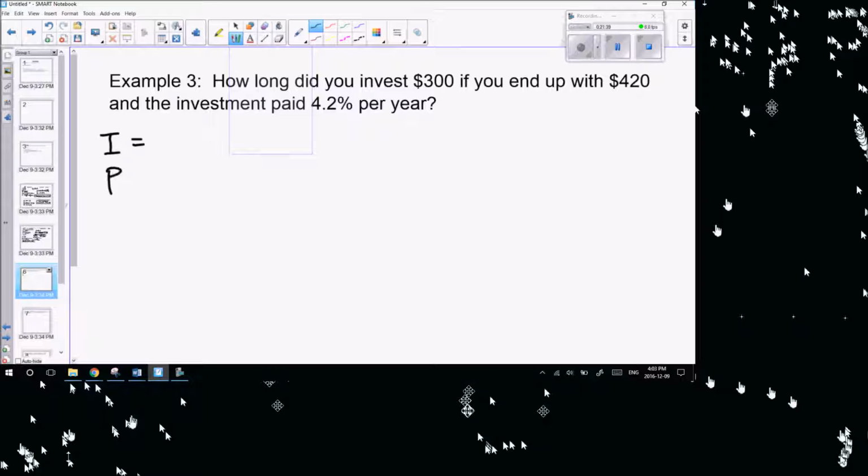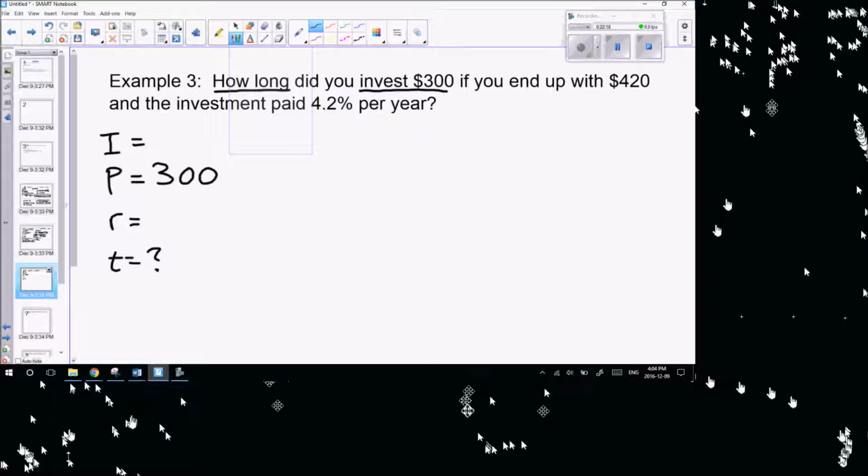So again, let's start with our key information. Pull each of our variables out. It's asking us how long did you invest? Whenever it asks a question about how long something is, that's always time. So the variable we're trying to find is our time variable. It says, how long did you invest $300? Whenever we see the word invest, that means that's our principal amount. So our starting amount is 300.